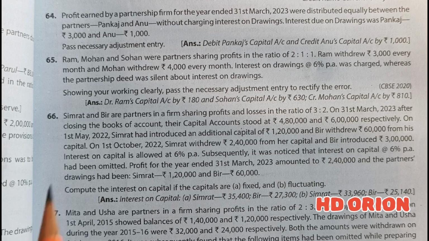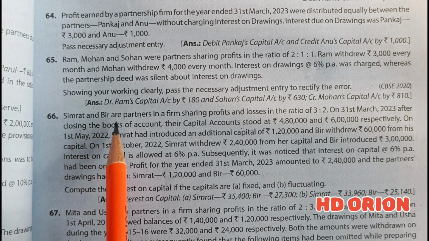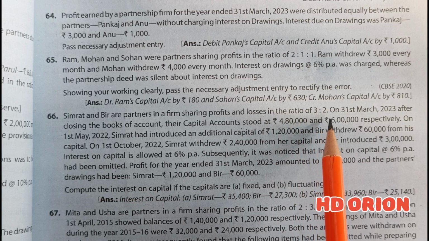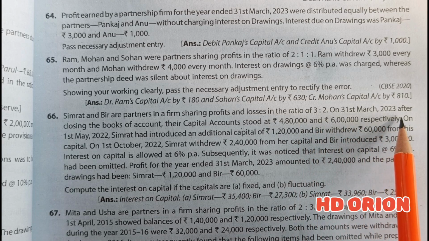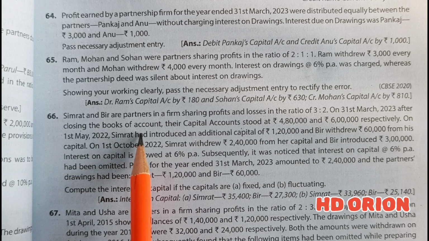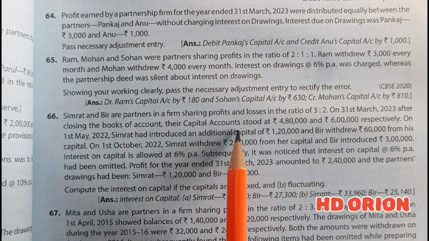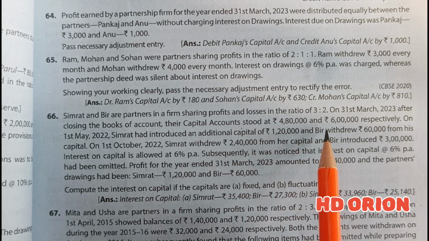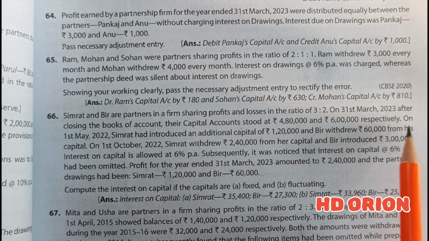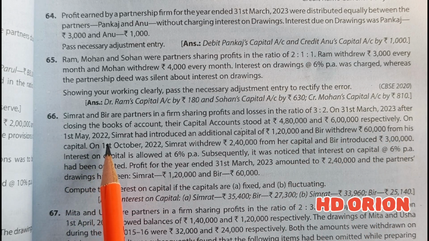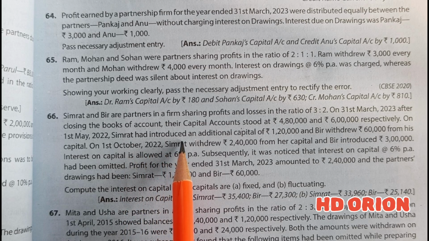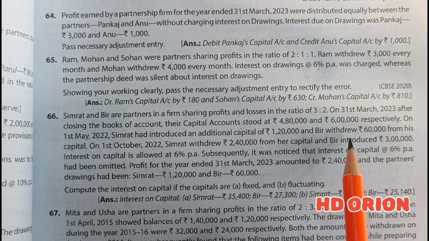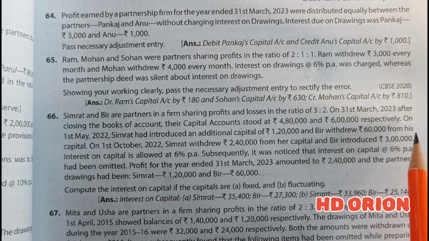Now let us see question number 66. Simrat and Beer are partners in the firm sharing profits and losses in the ratio of 3:2. On 31st March 2023, after closing the books of accounts, their capital accounts stood at rupees 4,80,000 and rupees 6 lakh respectively.